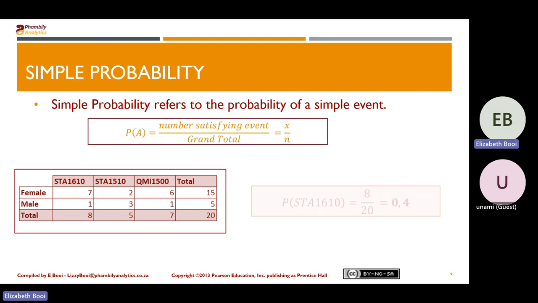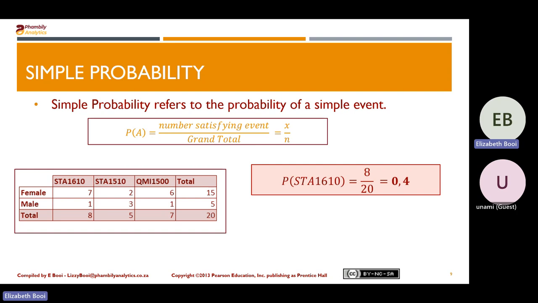If I want to calculate the probability that a student is registered in STA 1610, then regardless of what gender they are, I'm using a simple event. It means I'm only looking at the module. There are eight of them, and the total outcome is the sum of all the other values that are there, which is your sample space. There are 20 outcomes, so I'll take 8 divided by 20 and I get 0.4.